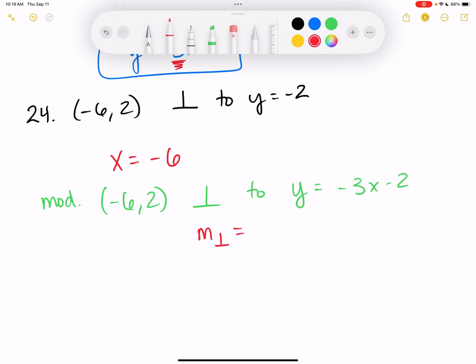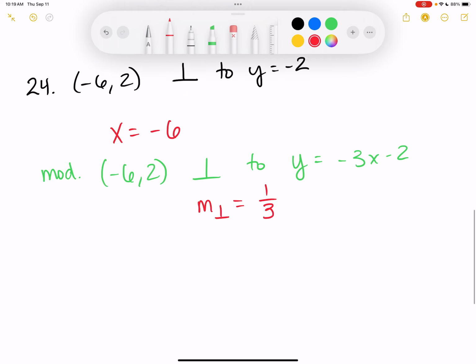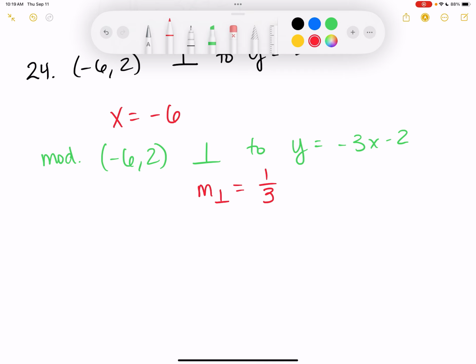Positive 1/3. So opposite sign and flip it. So now, point slope form: y minus 2 equals 1/3 times x, normally minus, but that's negative, so plus 6. Oh, good, I chose a number that cancels nicely. So I'm going to distribute and move the 2 over all at the same time.